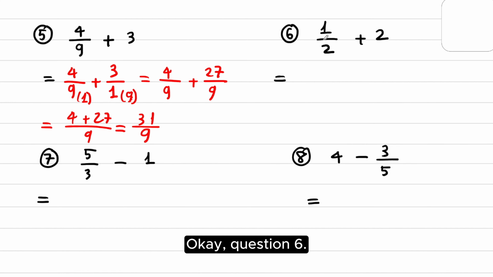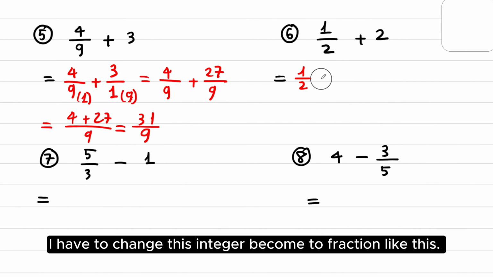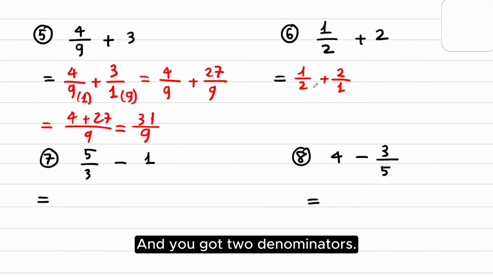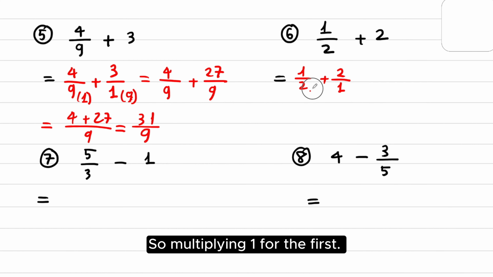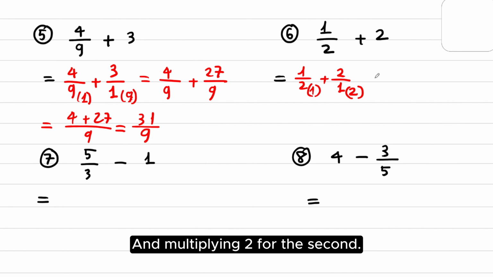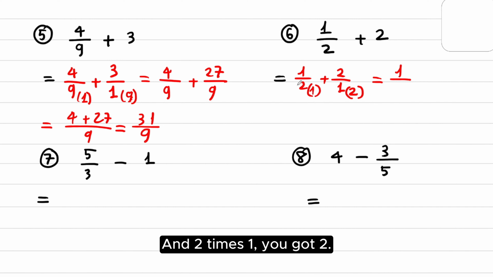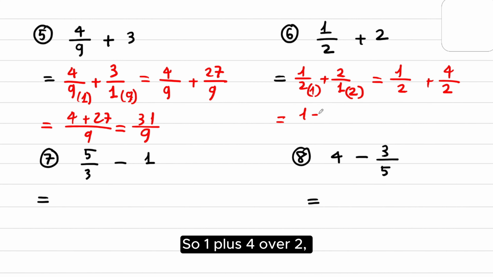Okay. Question 6. 1 over 2 plus an integer. So the first step, I have to change this integer to a fraction like this. And you got two denominators. The first number is 2 and the second number is 1. So multiply 1 for the first and multiply 2 for the second. 1 times 1 you got 1. 2 times 1 you got 2. 2 times 2 is 4. 1 times 2 is 2. So 1 plus 4 over 2, and you have 5 over 2.